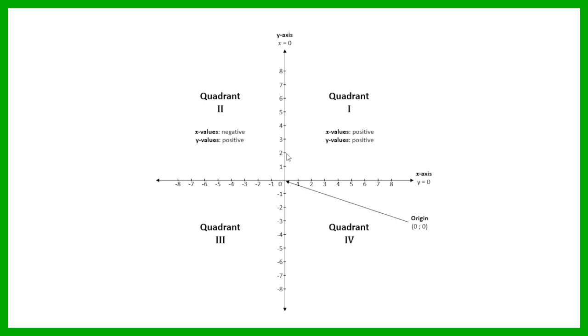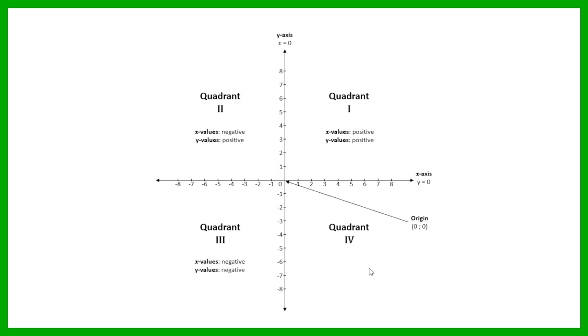So everything above the x-axis, the y values are going to be positive. Okay, on the right-hand side of the y-axis, our x values are positive, but on the left-hand side of the y-axis, our x values are going to be negative. So in quadrant 3, we're also on the left-hand side of the y-axis, so our x values are going to be negative, the same as they were in quadrant 2. And then our y values, now we're below the x-axis, so this is where y is negative, so our y values are going to be negative.